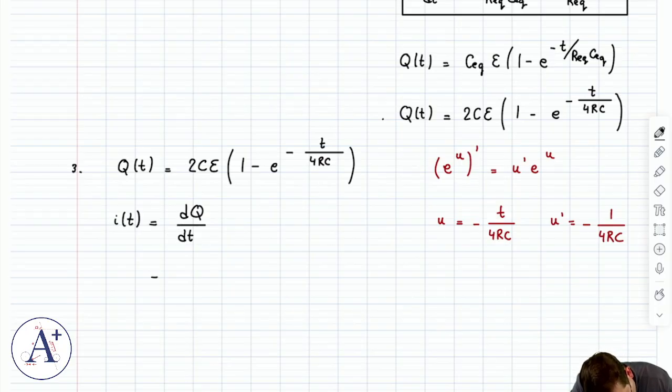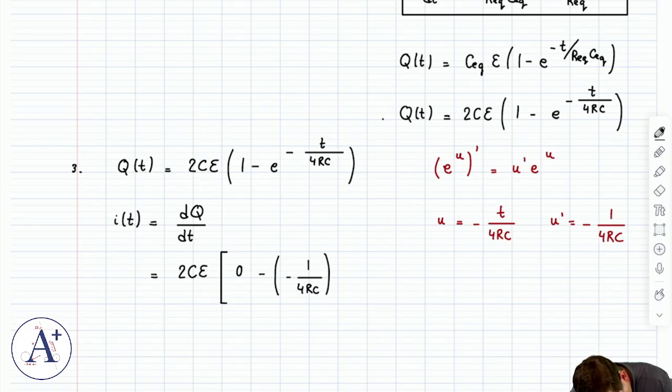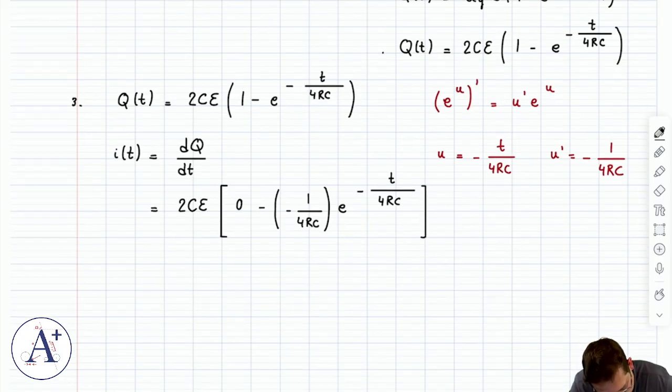Okay, so then the current is going to be given by, derivatives don't care about constants, so 2CE just stays out front. And then in here I take the derivative of this. Okay, well 1's a constant, so it differentiates to 0. Minus u prime is minus 1 over 4RC, e to the u, which is minus t over 4RC. All right, so that's I of t.